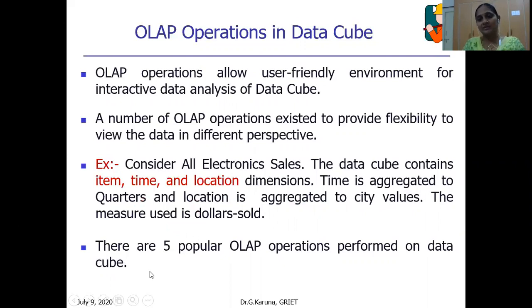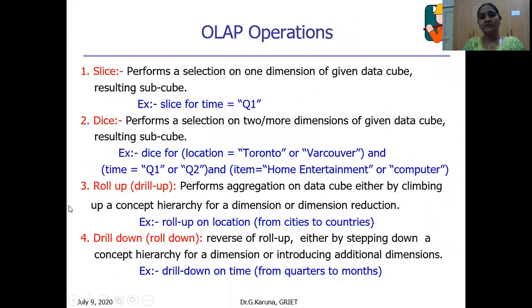And what are the various kinds of OLAP operations? There are 5 popular OLAP operations which are performed on the data cube. They are slice, dice, roll up, drill down and pivot. So let us see them one by one: what is slice, what is dice, and so on.